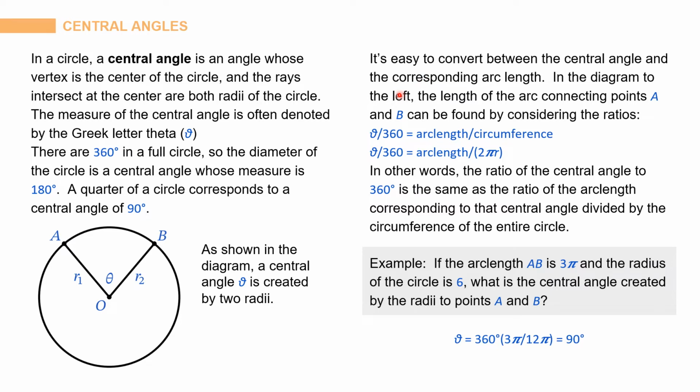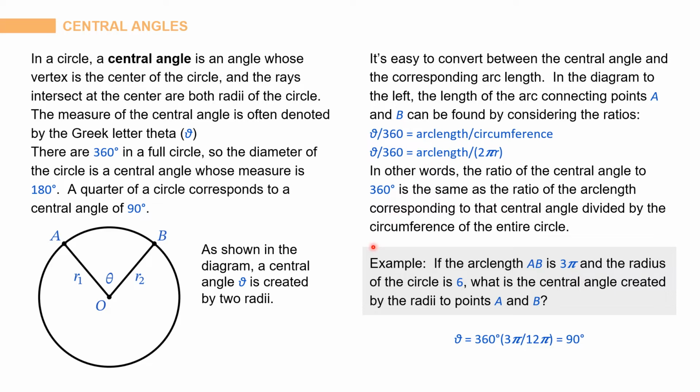In the diagram to the left, the length of the arc connecting points A to B can be found by considering the ratios. Theta over 360 degrees is equal to this arc length AB divided by the full circumference. Of course, the full circumference is 2 pi r, so the ratio theta to 360 is equal to the arc length divided by 2 pi r.